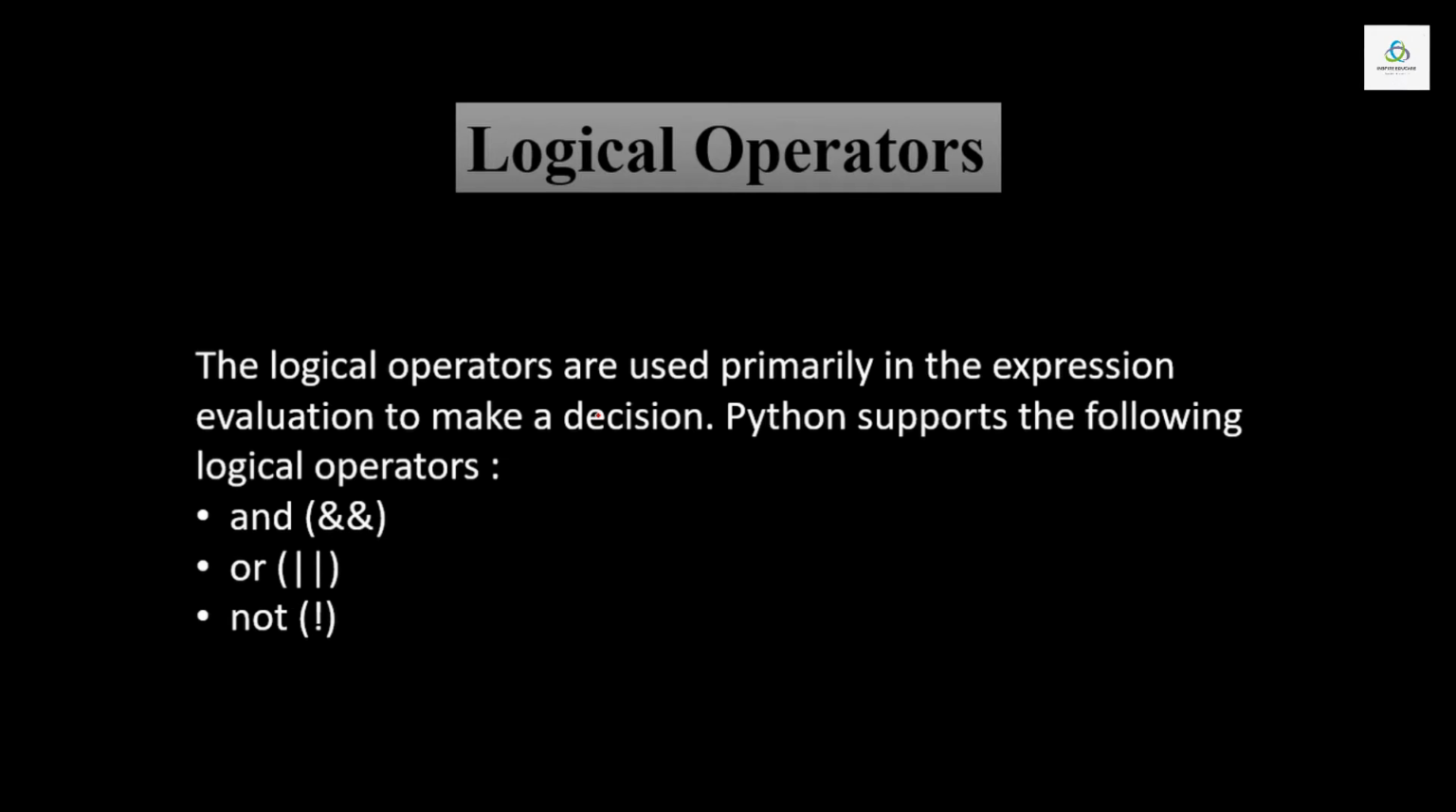Today I'm going to discuss the remaining types of operator. So let's see what logical operators are. Logical operators are used primarily in expression evaluation to make a decision. So whenever you have to make a decision, either A is true, or B is true, or neither A nor B is true, then we use logical operators. Now Python supports the following logical operators: and, or, and not. Now let's see how these logical operators work.